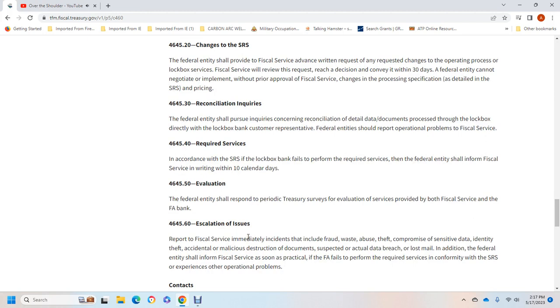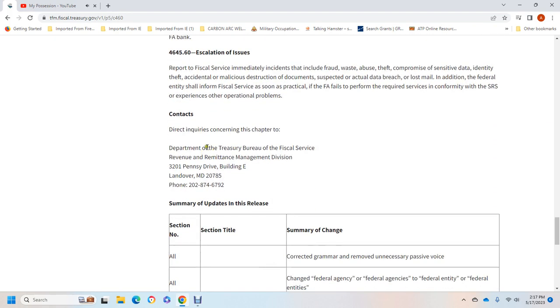The federal entity should respond to the Treasury for the evaluation of the service provided by both the officials and the federal financial agent bank. 4645 60 Escalation of issues. Report to officials any immediate incident that includes fraud, waste, abuse, theft, compromise of sensitive data, identity theft, accidental or miscellaneous destruction of documents, suspected actual breach, or lost mail. Any additional federal entity shall inform official services as soon as practical if the financial agent fails to perform the required services to conform with the SRS or experiences operational problems. Your contact would be the Department of Treasury Bureau officials for the Revenue Remittance Management Program.